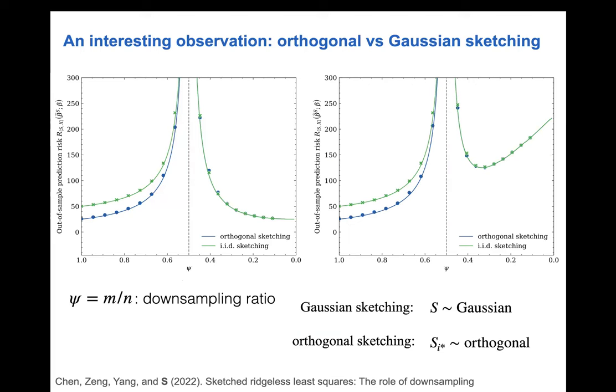Okay, we also have a very interesting observation, which tells orthogonal sketching and Gaussian sketching apart. Previously, from Plancy's thesis, we already know orthogonal sketching is strictly better than Gaussian sketching in terms of time complexity. But here, what we try to tell you is that orthogonal sketching is also better than Gaussian sketching in terms of statistical generalization. Here, the blue curve corresponds to the test risk for orthogonal sketching, and the green curve corresponds to the out-of-sample prediction risk for the i.i.d. sketching, which is the general form of Gaussian sketching. You can tell in the overparameterized regime, these two test risks coincide. But in the underparameterized regime, the orthogonal sketching is always better than the Gaussian sketching.